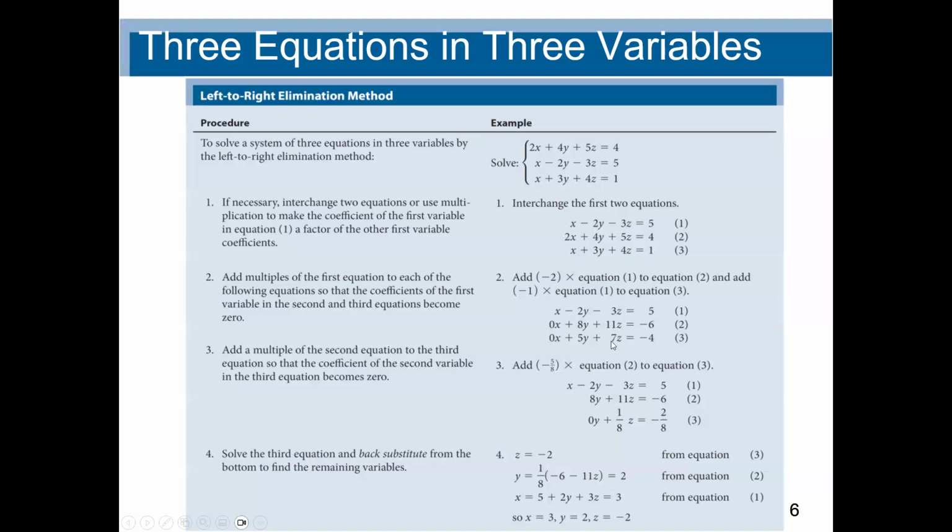How do we get the third row? Same thing we did. We multiply negative 1 with the first equation, then add it to the third equation. Negative 1 times x gives negative 1x, plus x gives 0x. Negative 1 times negative 2 gives positive 2, plus 3 gives 5y. Negative 1 times negative 3 gives positive 3. Positive 3 plus positive 4 gives 7z. Then negative 1 times 5 gives negative 5, plus 1 gives negative 4.